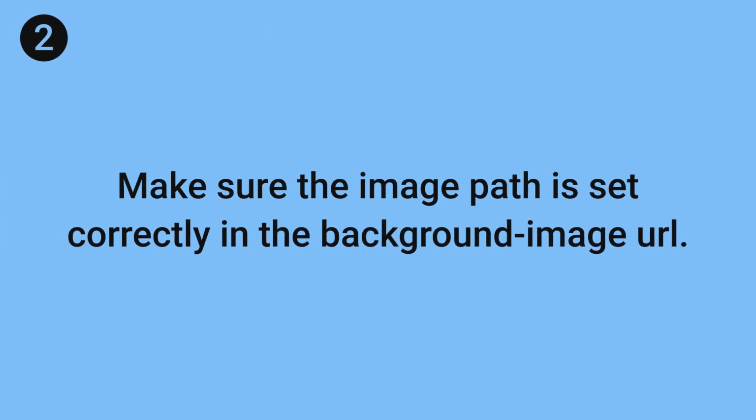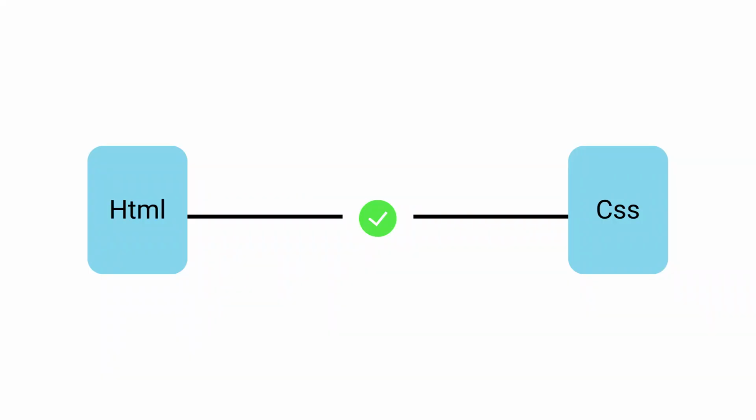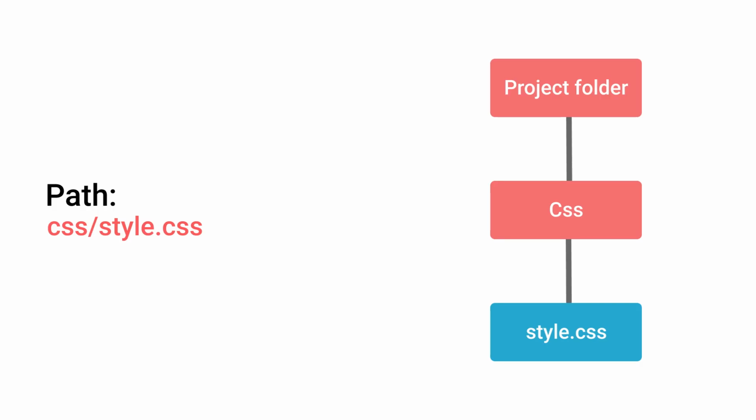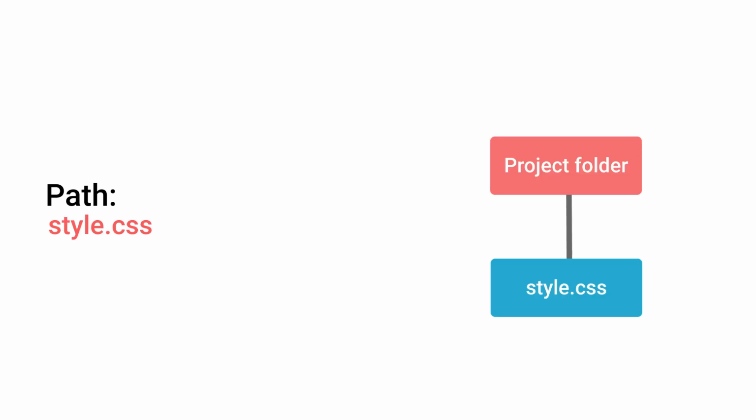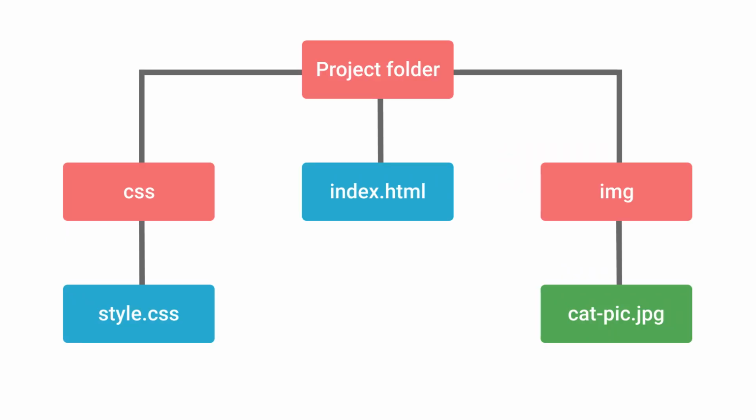Make sure the image path is set correctly in the background image URL. Once you have made sure that your CSS file is linked correctly, the location of the file needs to be relative to the location of the CSS file itself, not your website root. So if your CSS file is in a subfolder, the path may need to be different than if the CSS file was in your root. To help explain this, let's say you have a website file structure like this.